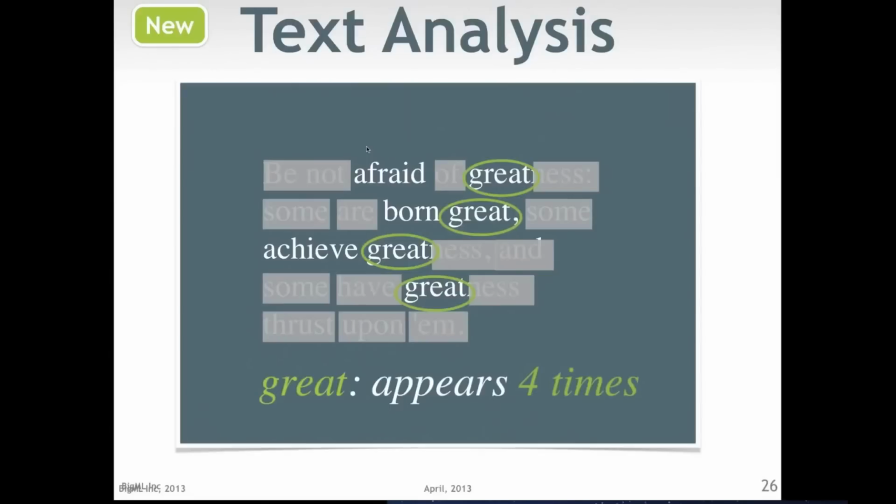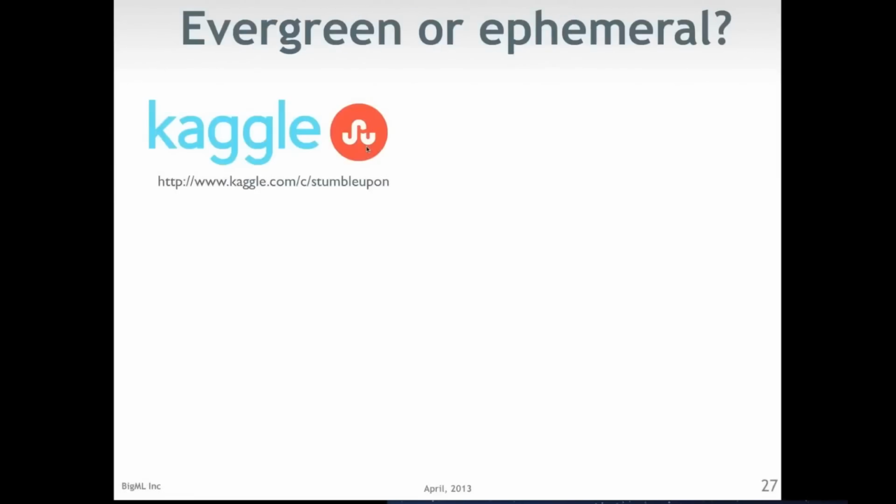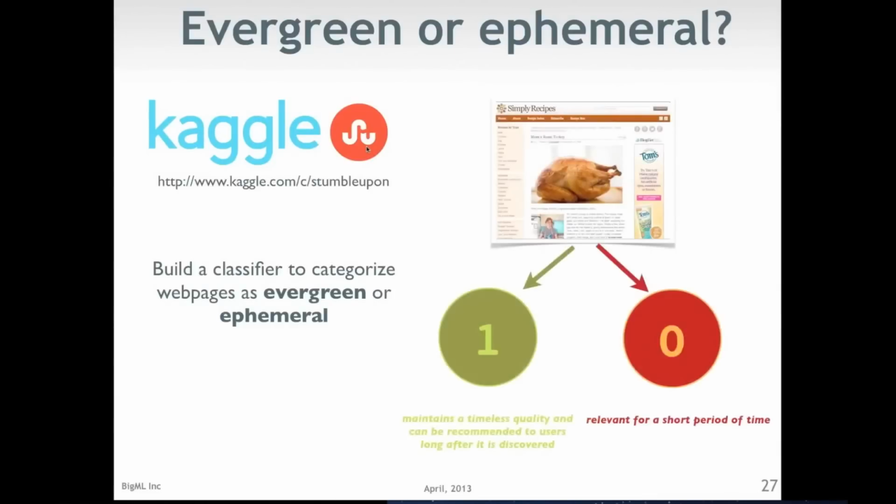All right, so let's see this in action. To demonstrate, I'm actually going to use a data set from Kaggle, which is the StumbleUpon competition. And in this competition, the idea is to build a classifier which can distinguish between websites that are evergreen, that is, they are relevant for a longer period of time, or ephemeral, they're seasonal or only interesting for a short period of time. And in the case of the data set, a 1 means that the website content is evergreen, and a 0 means it's not. It's relevant only for a short period of time.